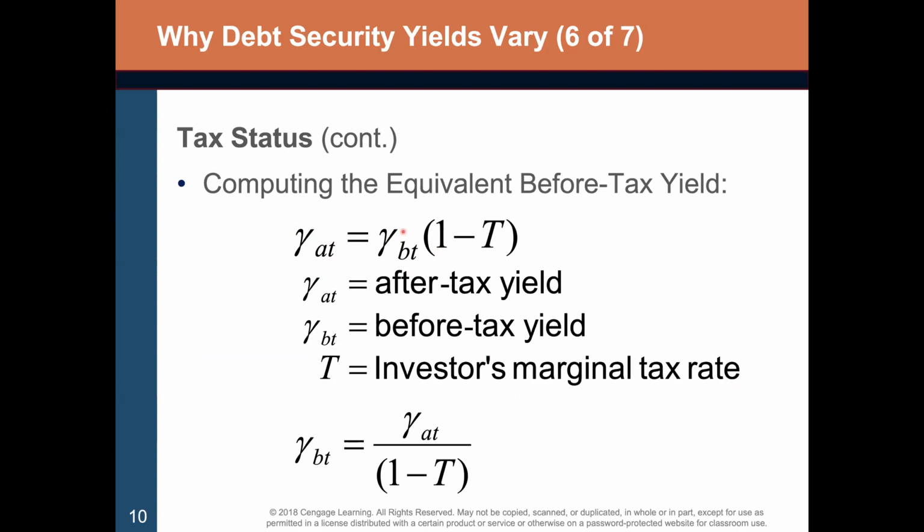So if you know what the after-tax yield is and want to calculate the before-tax yield, we just algebraically move this around. We've got the yield before tax is equal to the yield after tax divided by 1 minus the tax rate. So it's a very simple formula to determine what the after-tax yield is.